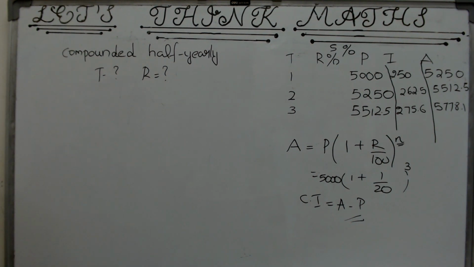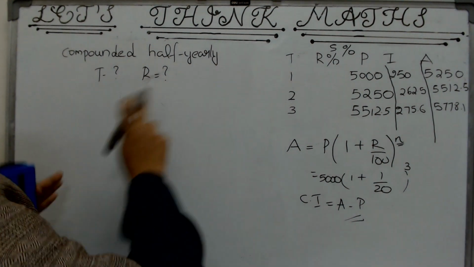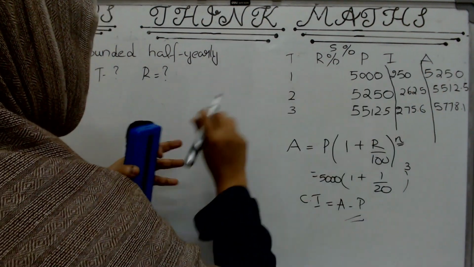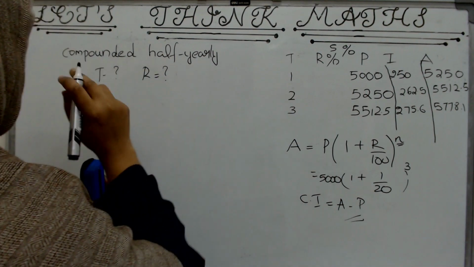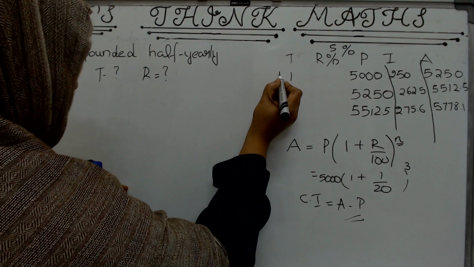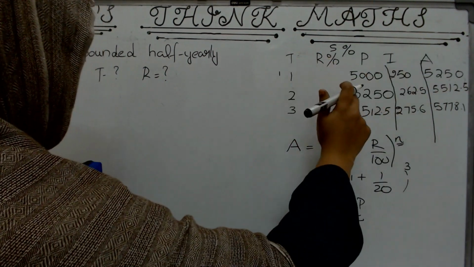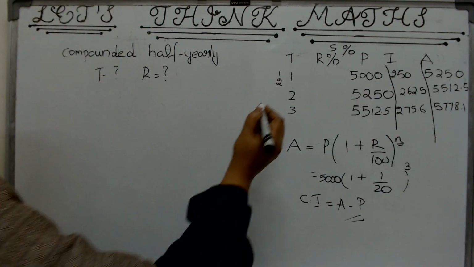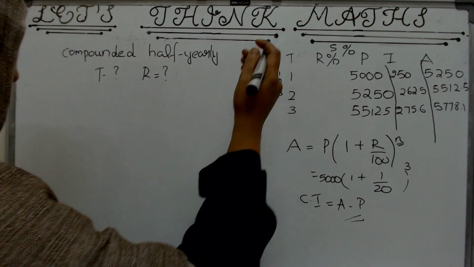Why is that? Let us see. At the end of the first year, the amount changes. But then if we calculate at the end of the first 6 months, the amount will change once. And then at the other 6 months, it will change again. The third, this will be the third 6 months.